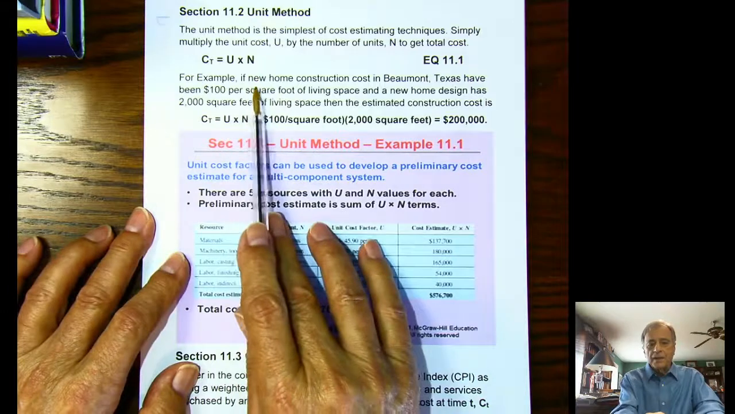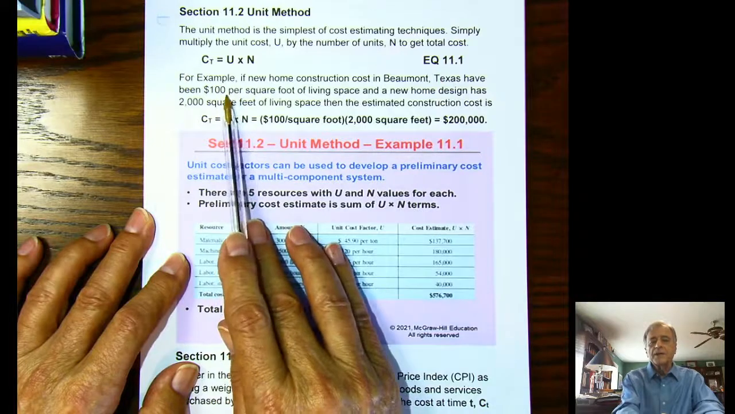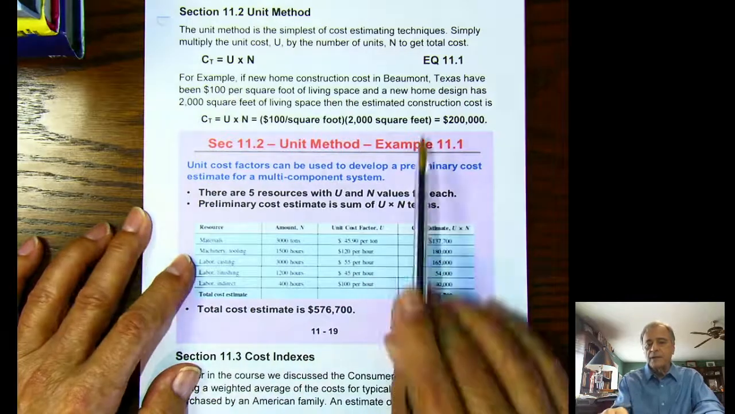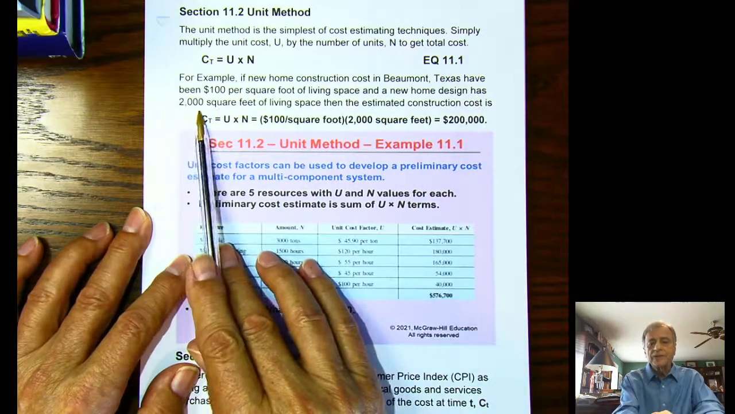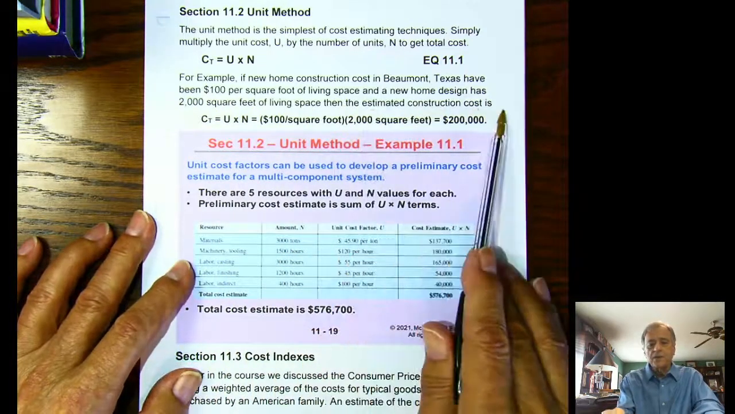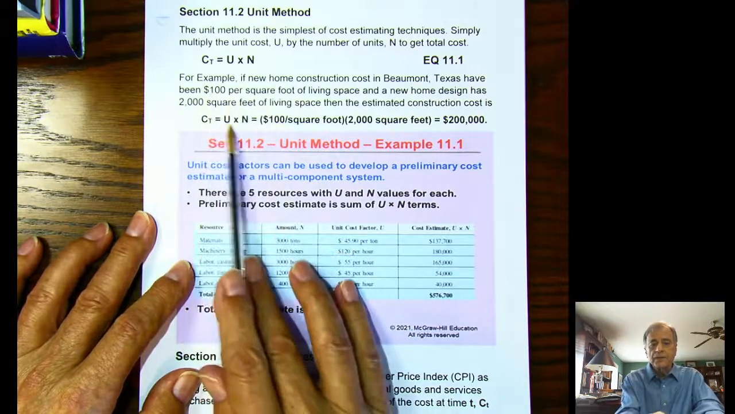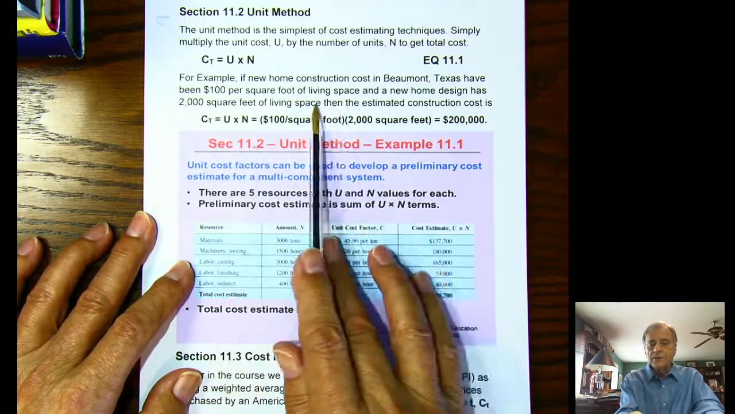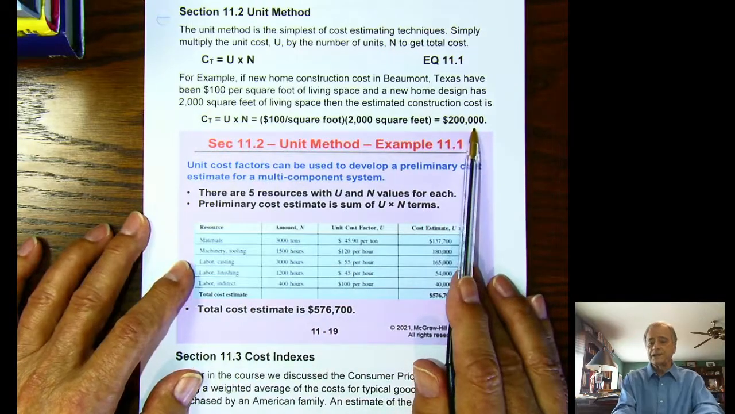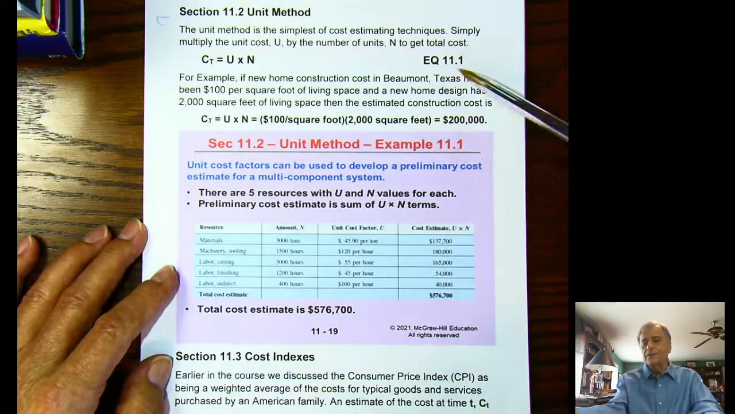For example, if new home construction costs in Beaumont, Texas have been running $100 per square foot of living space, and a new home design has 2,000 square feet of living space, then the estimated construction cost is the unit cost, $100 per square foot, multiplied by 2,000 square feet in this particular design. You get $200,000 as the estimated cost to construct that house. That's a very simple method.